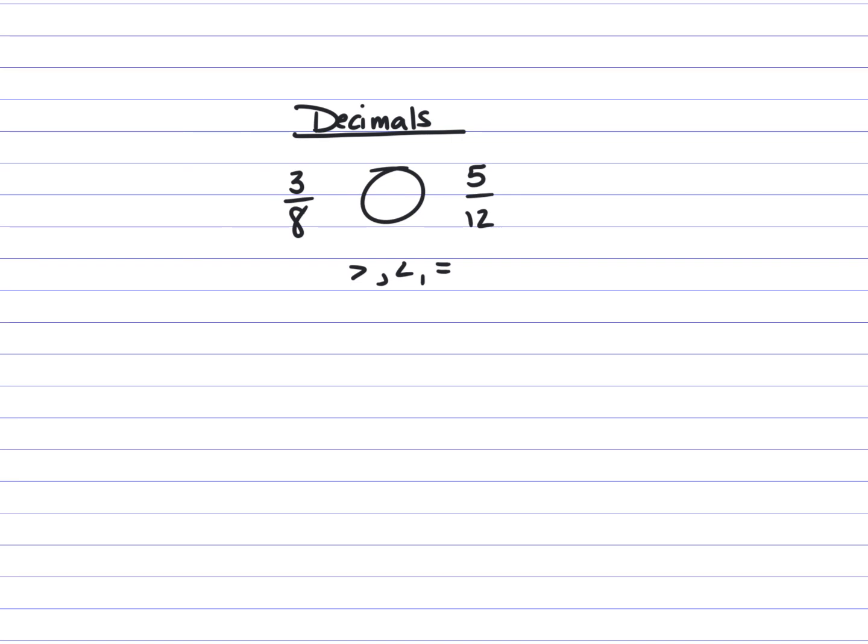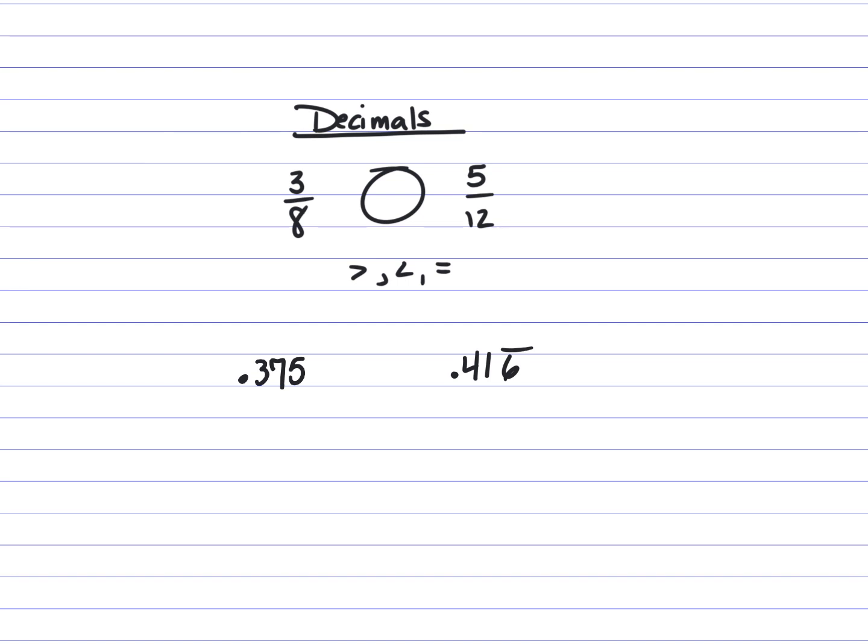If you divide 3 by 8, then you get 0.375. And if you divide 5 by 12, you get 0.416 repeating. All right, so now we got to compare these numbers.